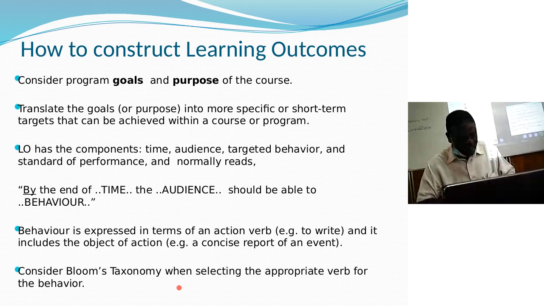Learning outcomes usually have four important components, and that is time, audience, the person targeted with the learning outcome, the targeted behavior, and the standard of measurement, the standard of performance. And it normally reads in this manner: by the end of maybe this course. By doing that, we have specified the time.